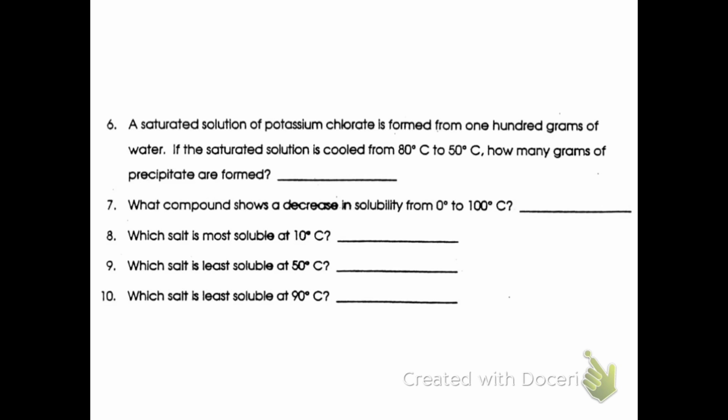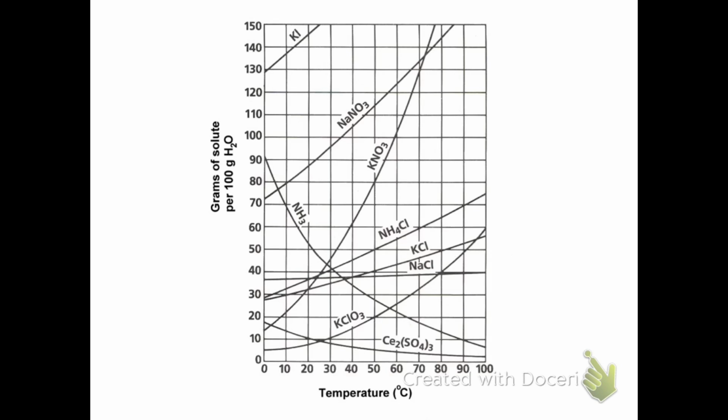So let's go back and look at our graph. We want to start at the 80 degrees Celsius that it talks about. So here's 80 degrees Celsius, and we want to figure out where we are for our potassium chlorate at 80 degrees Celsius. Potassium chlorate at 80 degrees Celsius is about there, so it's right about 40 grams. Now we're going to cool down to 50. It crosses the line about there, which means it goes down to 20.